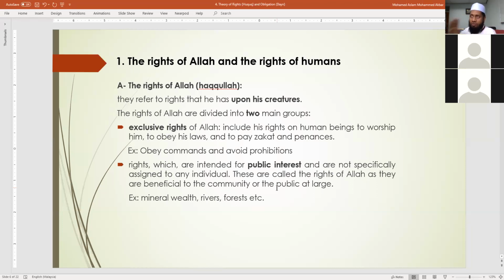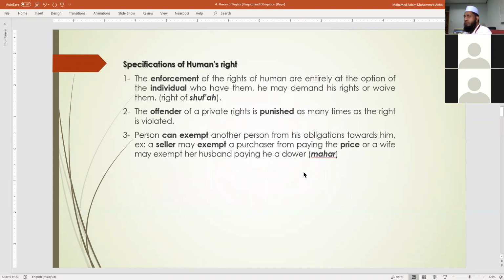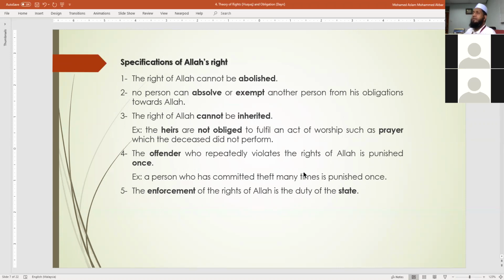But the exclusive rights are the ones that, as a Muslim, you should do. As a Muslim, I should pray. As a Muslim, I should pay zakat. As a Muslim, I should perform Hajj and also fasting. These are the things. Okay, what are the specifications of Allah's right? The rights of Allah cannot be abolished. Remember the specifications. We're also going to talk about the specifications of human rights. All right, so let's talk about Allah's right.